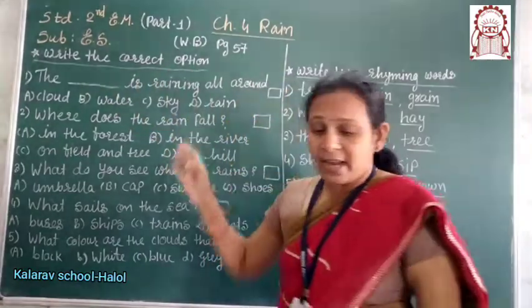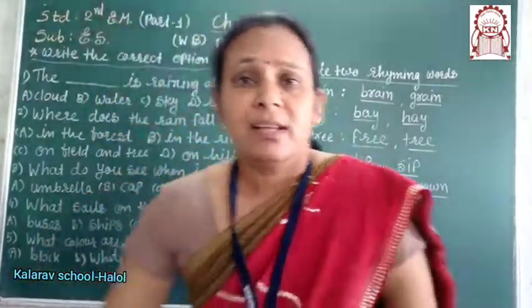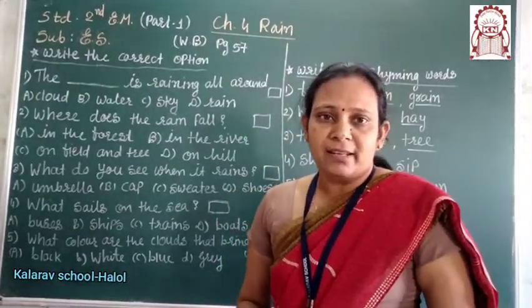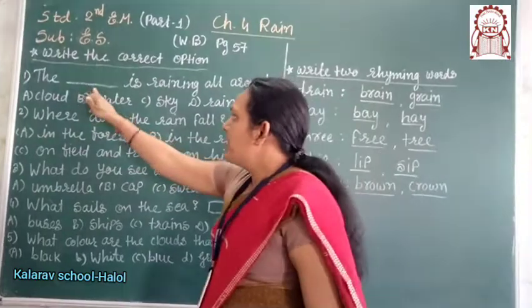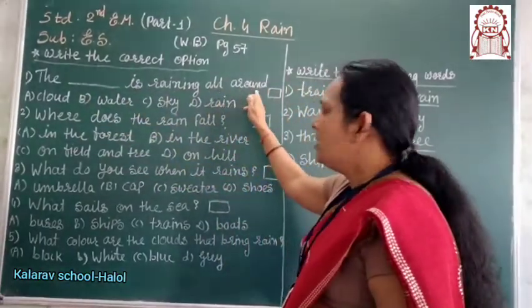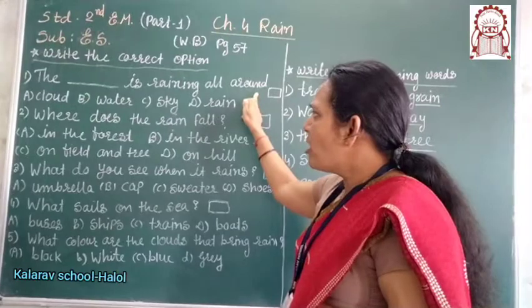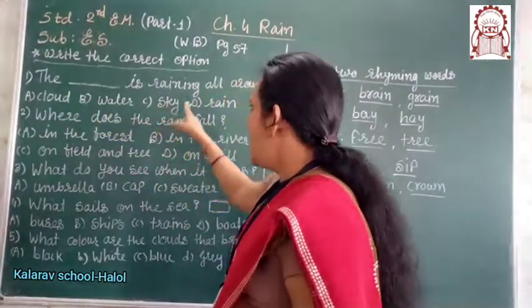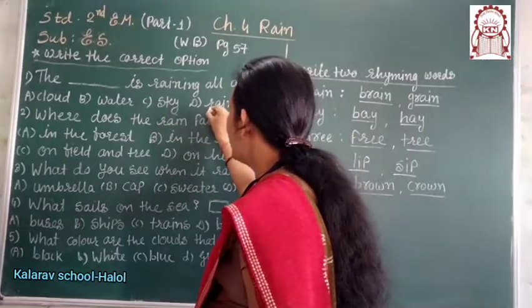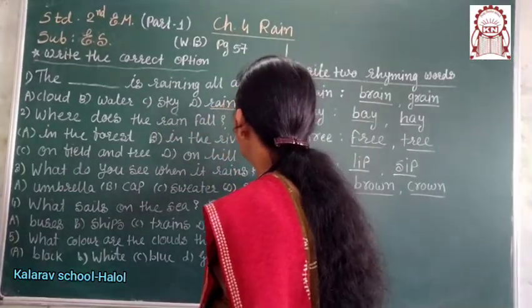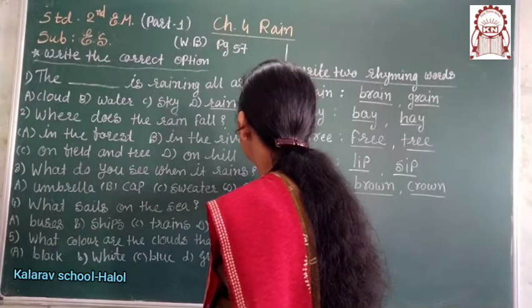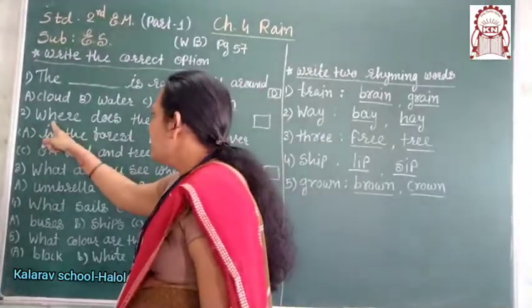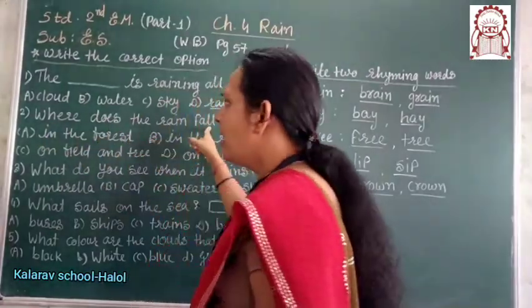Write the correct option. You have to write the correct option. I already explained to you about the rain. Yes? Then the blank is: blank is raining all around. What is raining all around? A cloud, B water, C sky, D rain. So which is raining all around? It is D. And write in the box also. It is D.